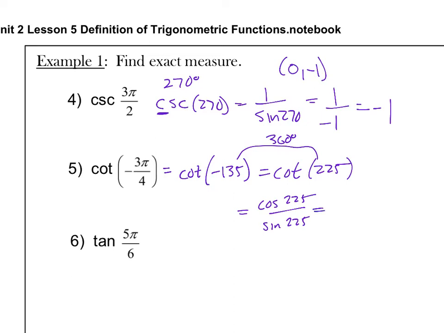So where are we located? We're located in quadrant 3. So you get square root of 2 over 2, square root of 2 over 2, both negative. So after all that noise, you end up getting 1.